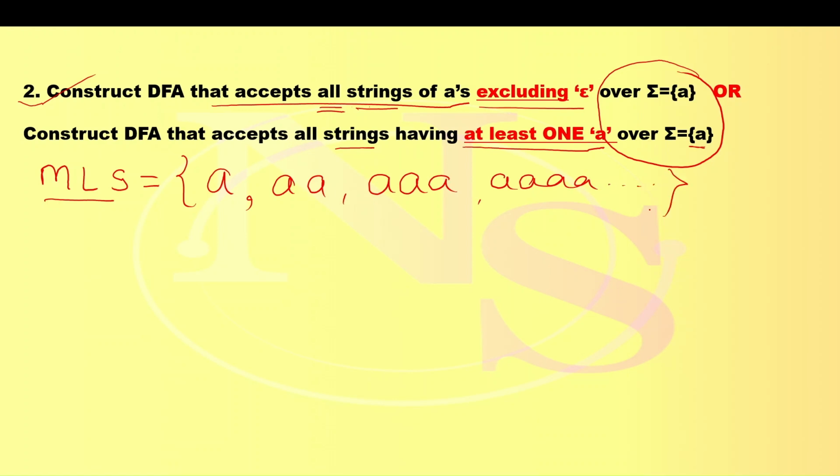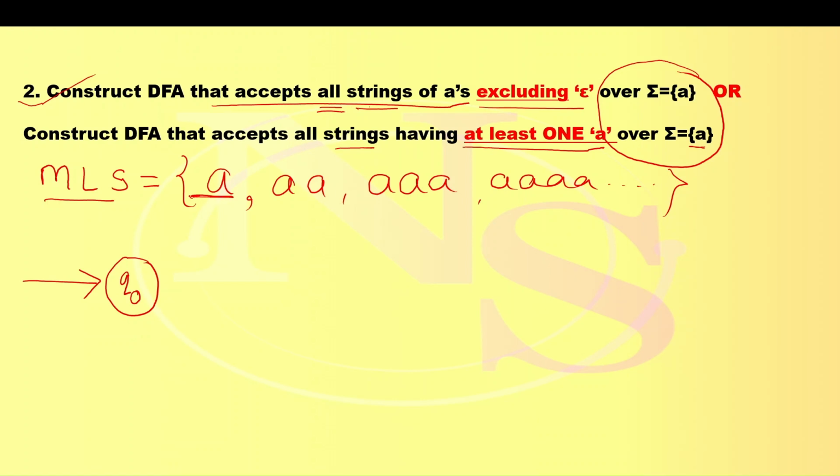Now, once we have written the minimum length string, start designing the DFA. As we know, automata works in different states, and states are represented by circles. This is our starting state, denoted by Q0. As there is no epsilon here, the starting state will not become a final state.